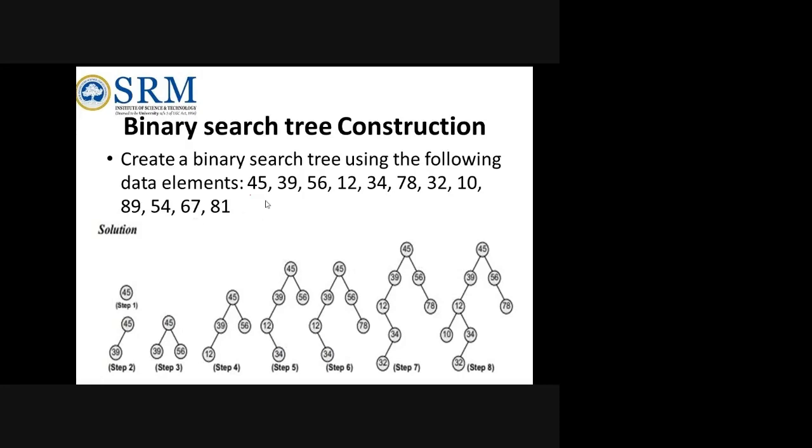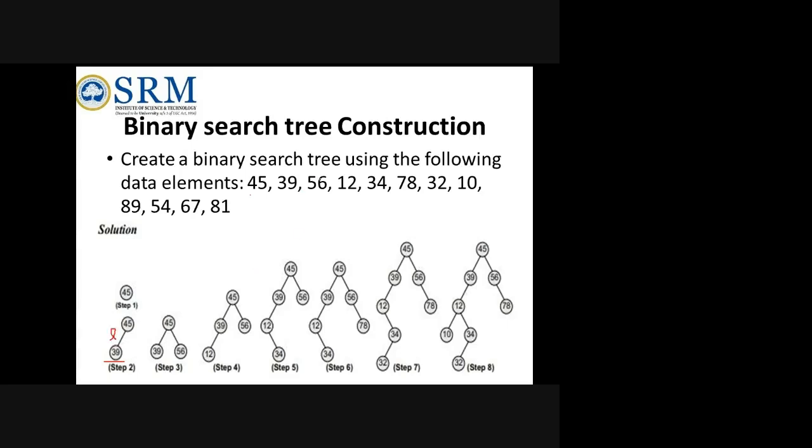First, 45 is the first number in the series, so I will take that as step 1. 45 will be my root node now. Now I will take 39. I will compare 39 with 45. My 39 is lesser than 45, and when it is lesser, I will put it on the left side. See here, step 2 contains a left node 39. So when it is lesser, I will put it here on the left side.